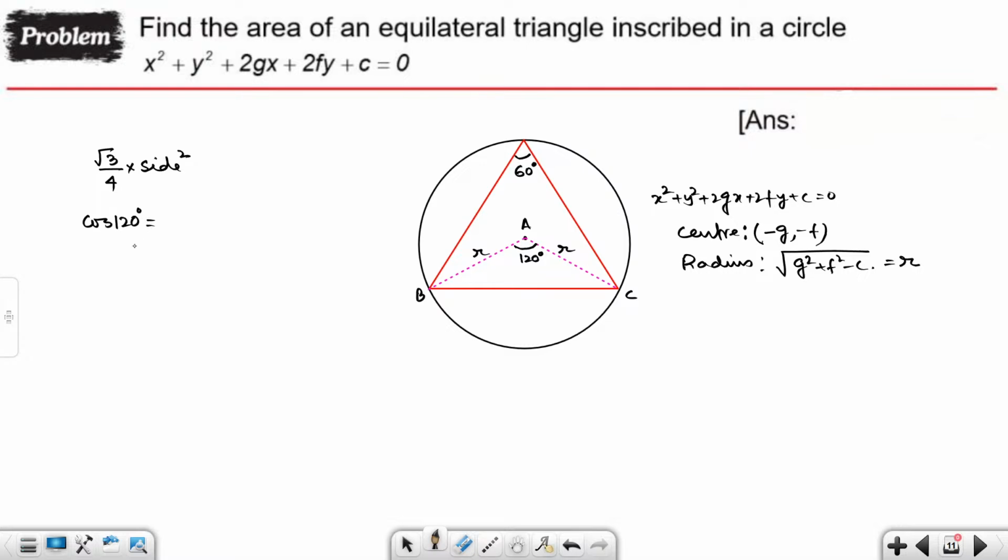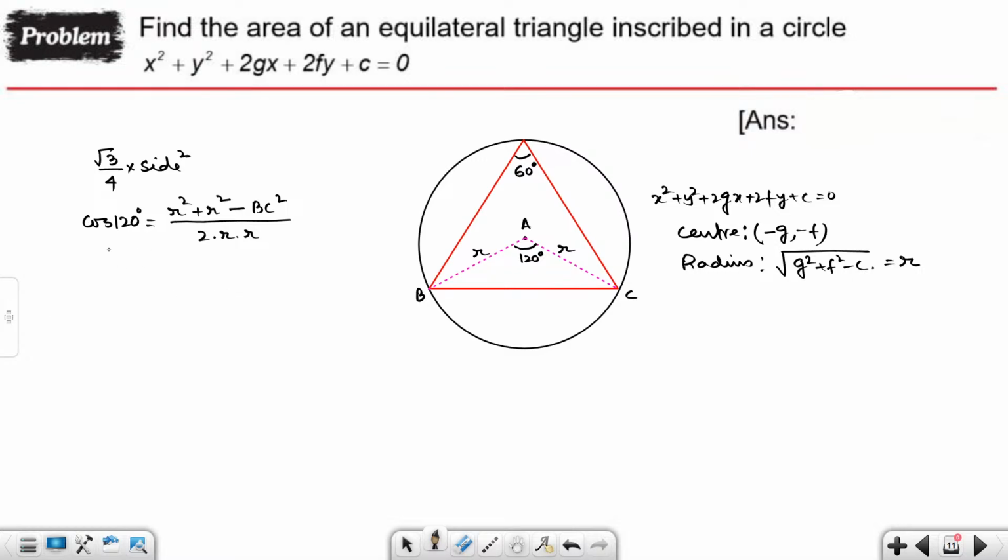Cos 120, cos theta is R square plus R square minus BC square divided by 2 into R into R. Okay? Those who know the cosine formula, they can understand what I'm doing. Those who don't know, please see the properties of triangle chapter in trigonometry. There you will learn how to find out this cosine formula, because I know that you have already applied this cosine rule in physics also. So you must know this.